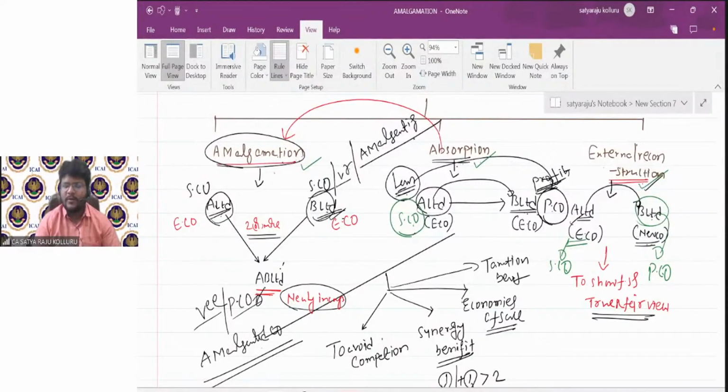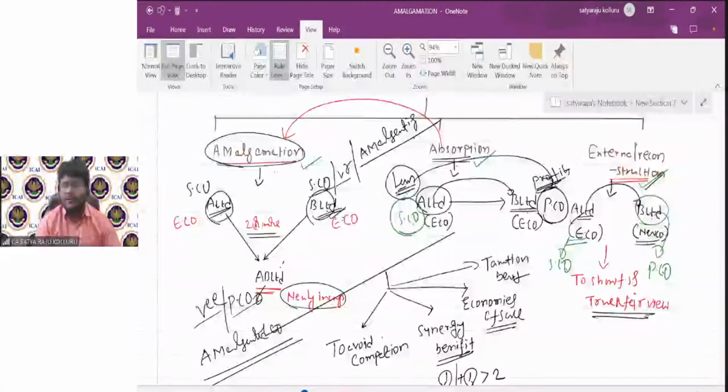In case of amalgamation and absorption, the objective may be to avoid competition, to get synergy benefits, to enjoy economies of scale, or it might be to enjoy taxation benefits as well. But in case of external reconstruction, the one and only objective is to show the existing financials at a true and fair view.